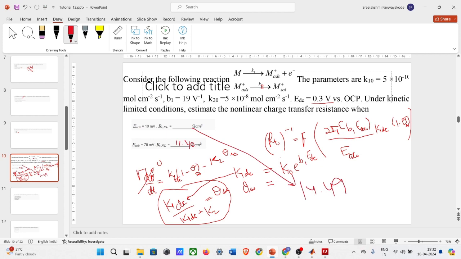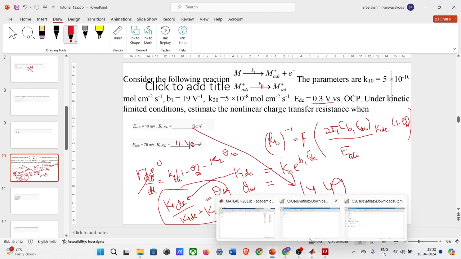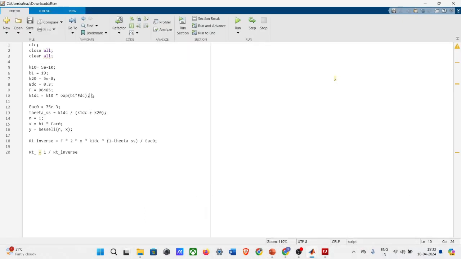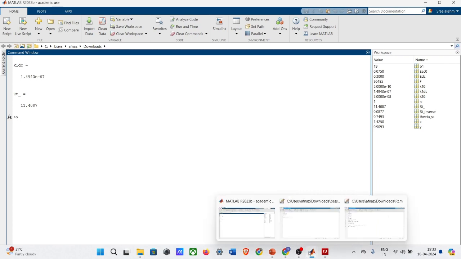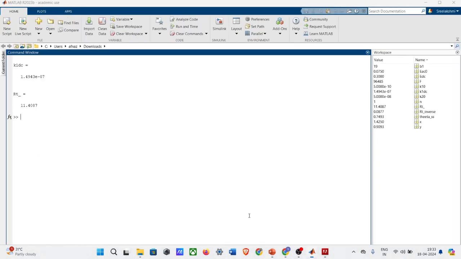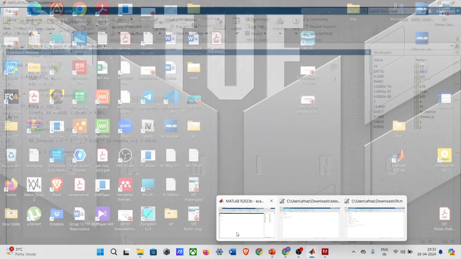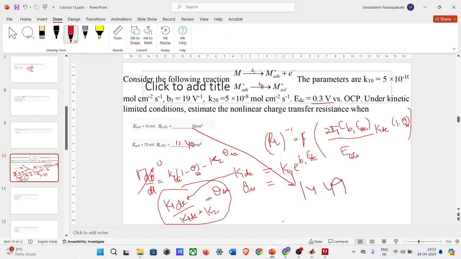Okay. So the value of K1 DC, what are you getting in the first one, the ninth one? Okay, let me check. K1 DC is 1.4 into 10 to the power minus 7 for the second part, 75 millivolt. You're asking about which case? Yes, K1 DC. 1.4 into 10 to the power minus 7, right? Yes, it is right. Okay. So that's how this problem has to be done.